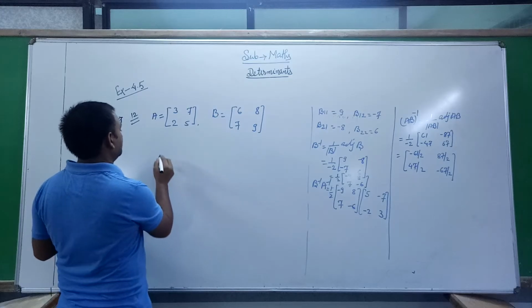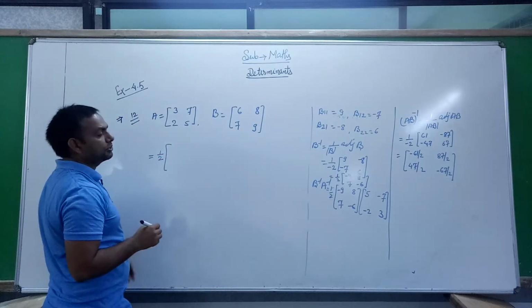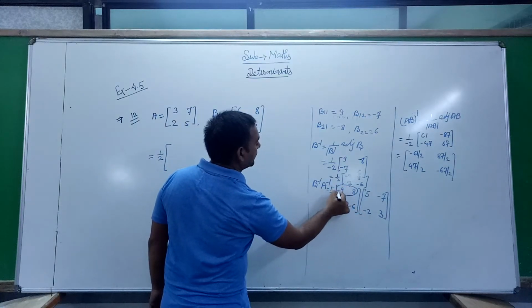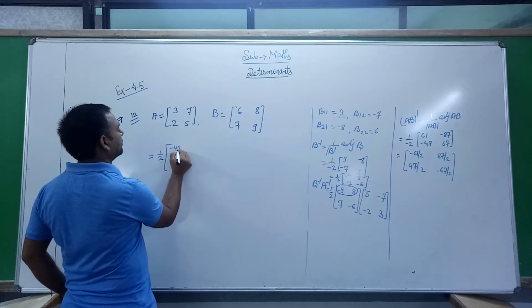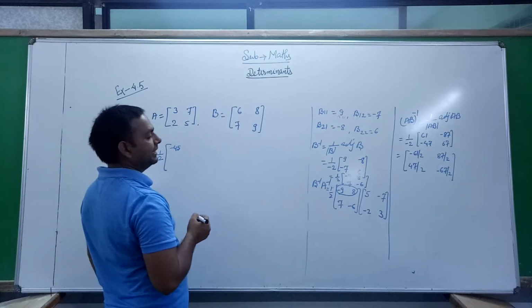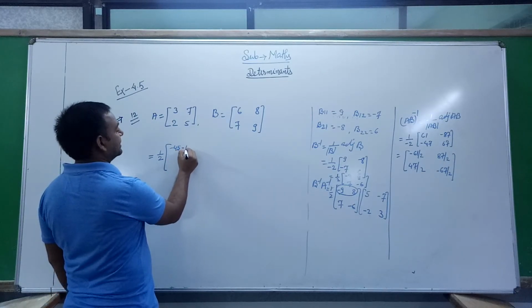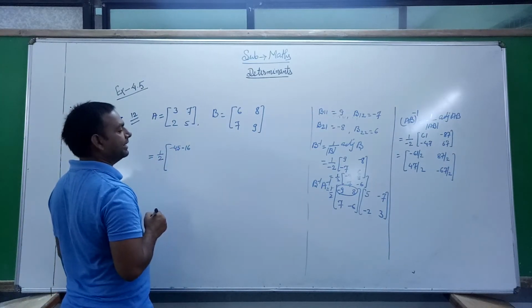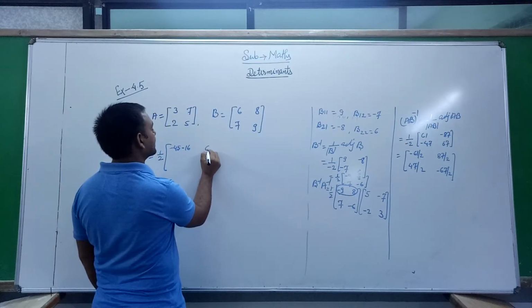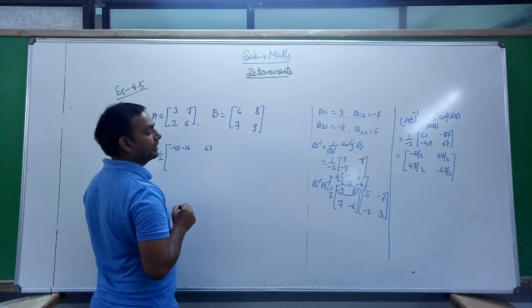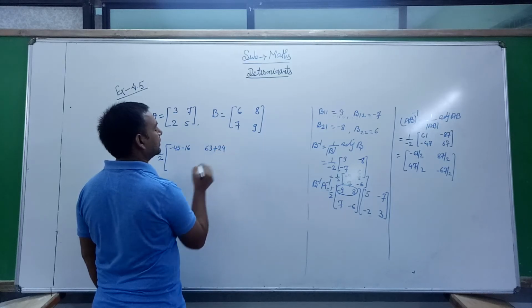Then this is a 1 by 2. You take the first row, then first column. 9 5s are 45, with a minus sign, so -45. Then 8 2s are 16, so this is equal to -16. Then 9 7s are 63. So minus and minus gives plus 63. 8 3s are 24. So plus 24.